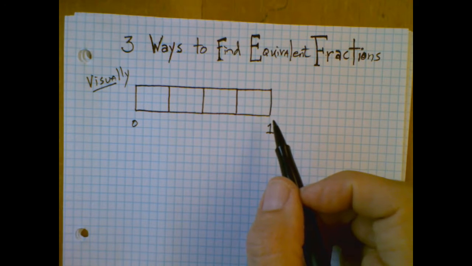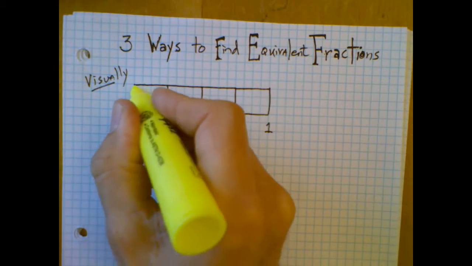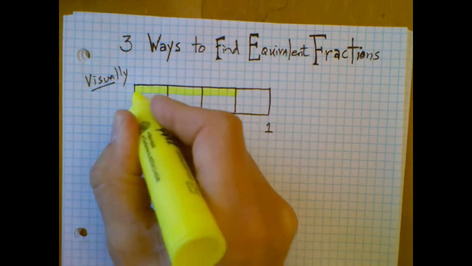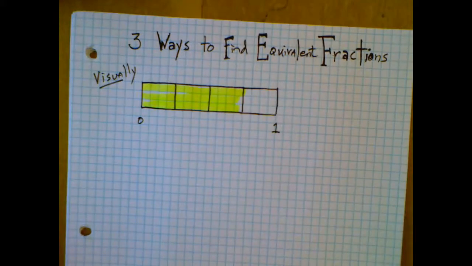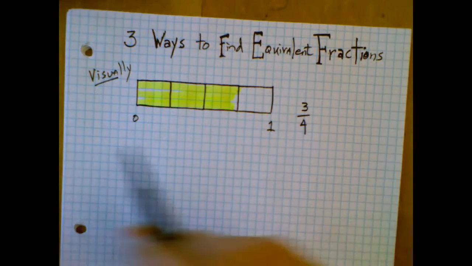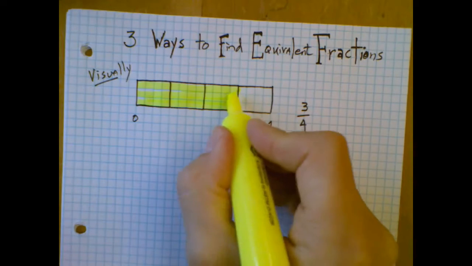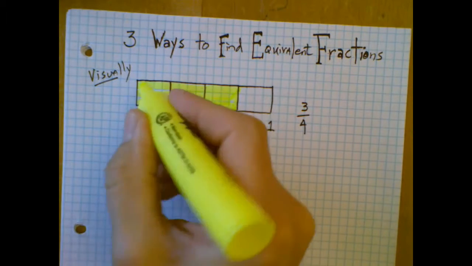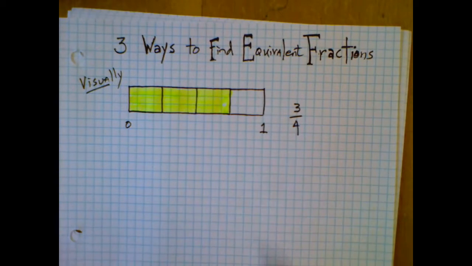But say I was only interested in 3 of these. So if I just highlight this part right here, I can ask the question how much is highlighted. Lo and behold, we can all see that 3 fourths are highlighted. Well, this 3 fourths is not going to change, but is it true that I could break up my boxes into different sizes? Sure, I can do that.